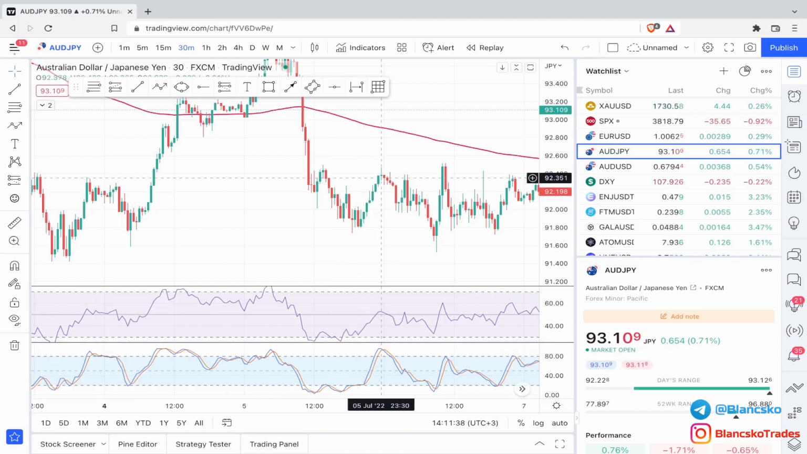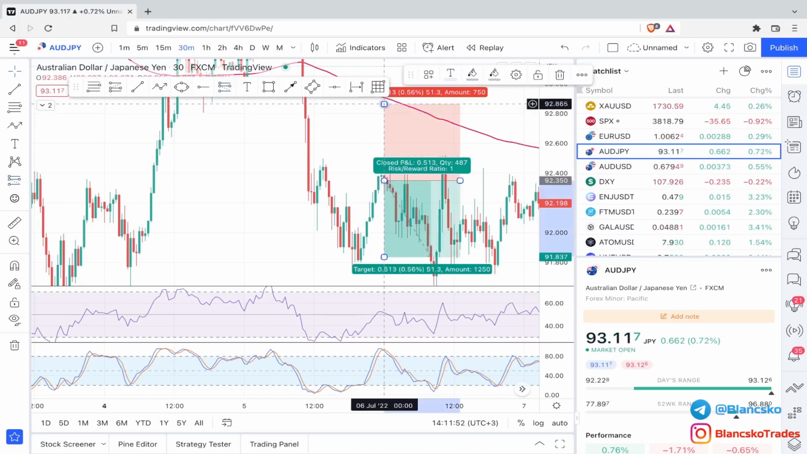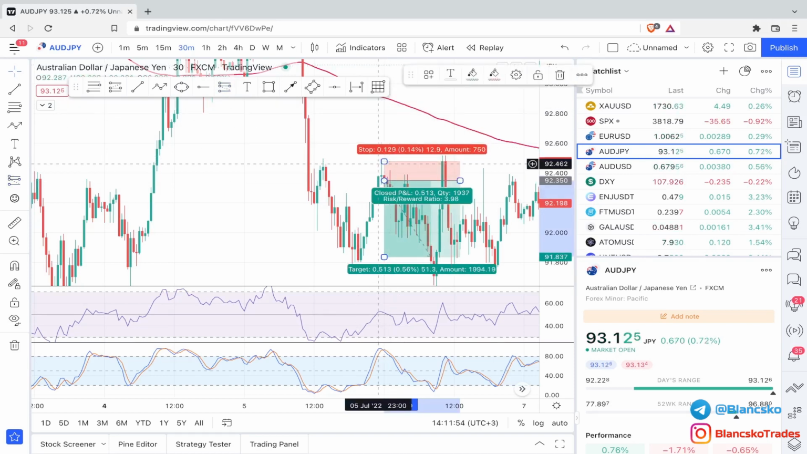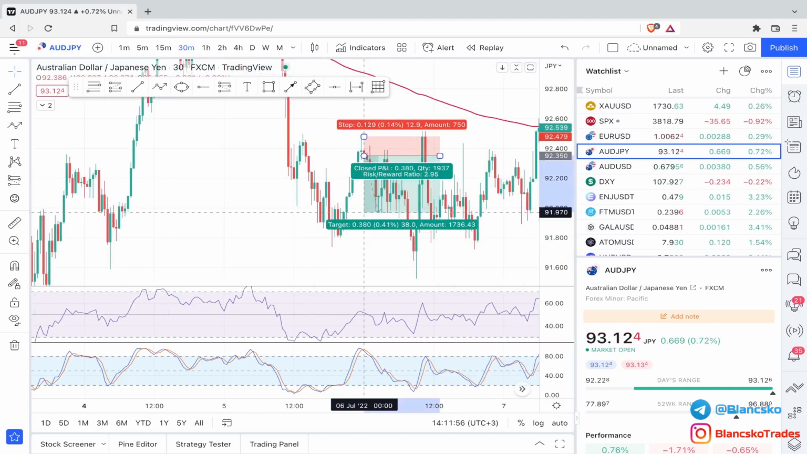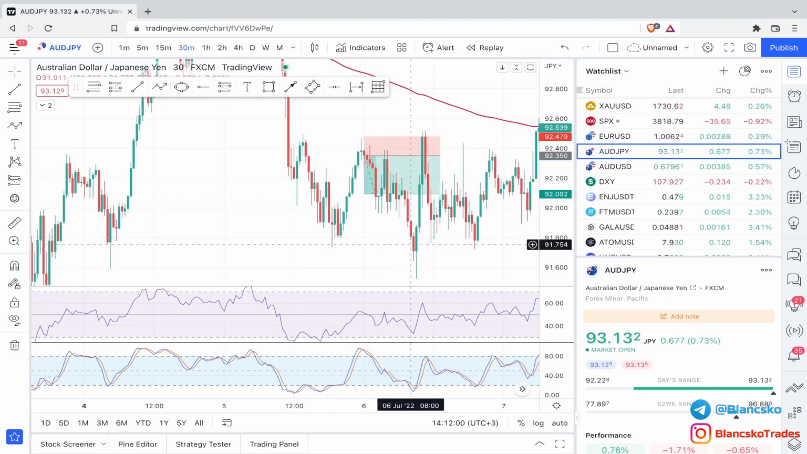So now we just look for a crossover on the stochastic. So let's see, we get it right here. Okay, after this red candle, this is exactly where we get our stochastic crossover. And we just enter here, stop loss above this wick right here, and we aim for a 1 to 2, which was literally hit 2 hours after.